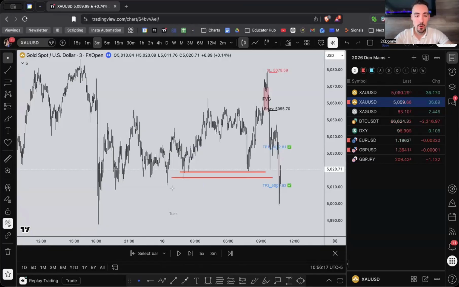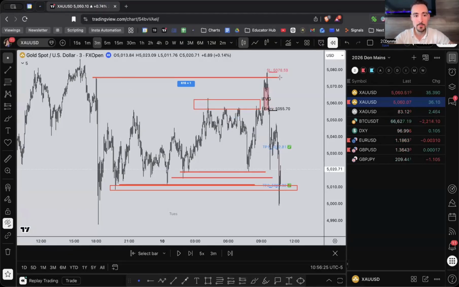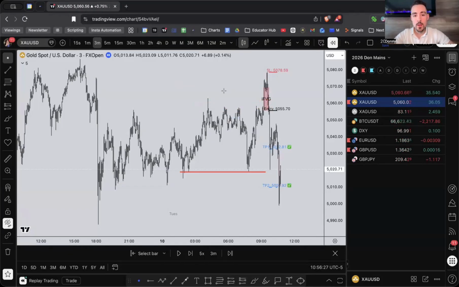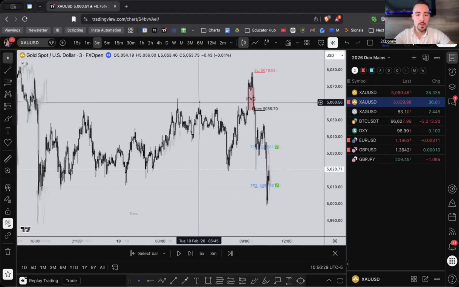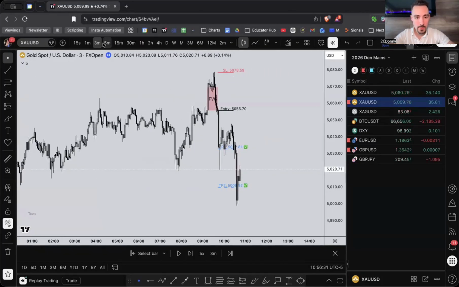But for me, I'm always looking for liquidity to capture, and we take out every single one of these lows after sweeping these highs, and we also sweep this high as well, prior to actually getting that move. So really, really solid setup.